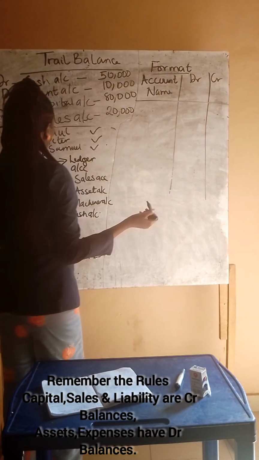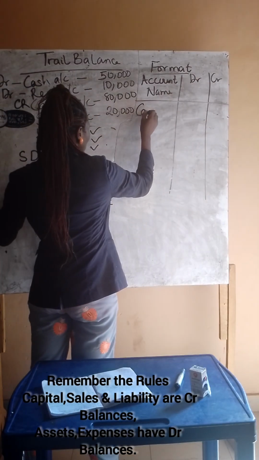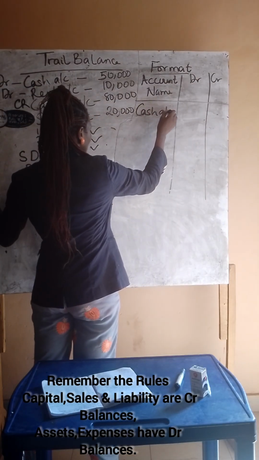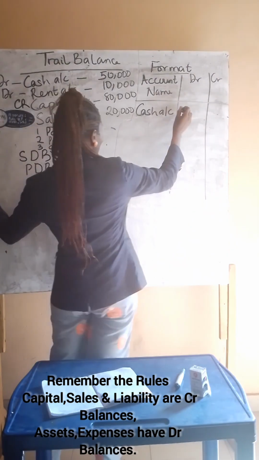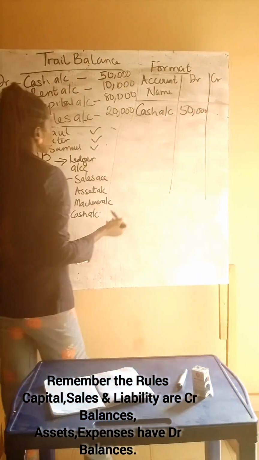So since I know where these balances belong, let me start by writing the name of the account. We have my cash account. How much is that? 50,000 naira.